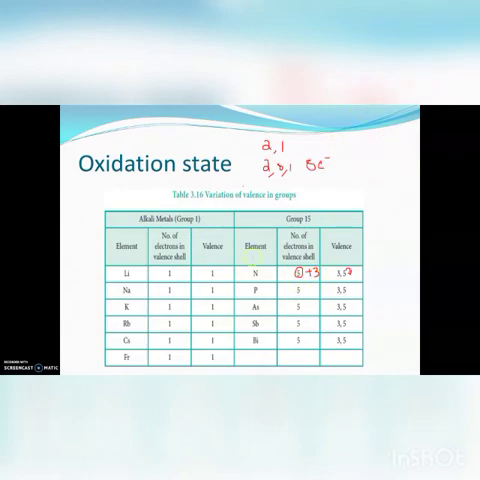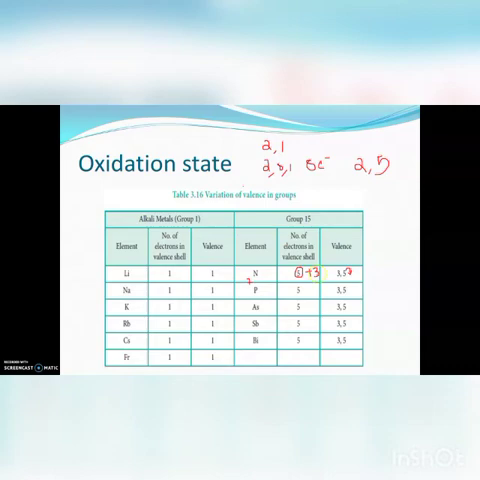And if we check the elements in group 15, the configuration is similar. Nitrogen's atomic number is 7, so its electronic configuration is 2, 5. Its number of electrons in the valence shell is 5. What will be the valency? In order to attain stability, it needs 8 electrons. Either it can donate 5 electrons, or it can accept 3 electrons to attain the stable 8. So it shows two valencies, 3 and 5. Elements from group 13 to 17 will show two valencies.